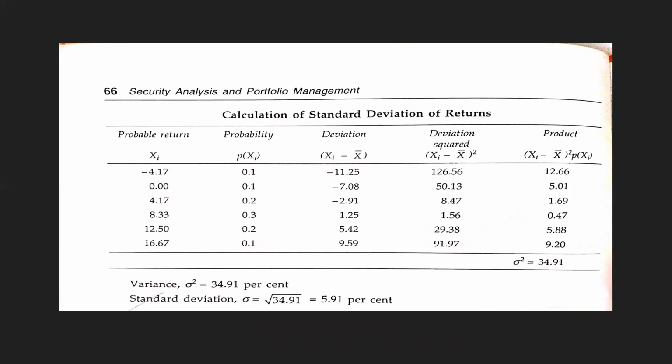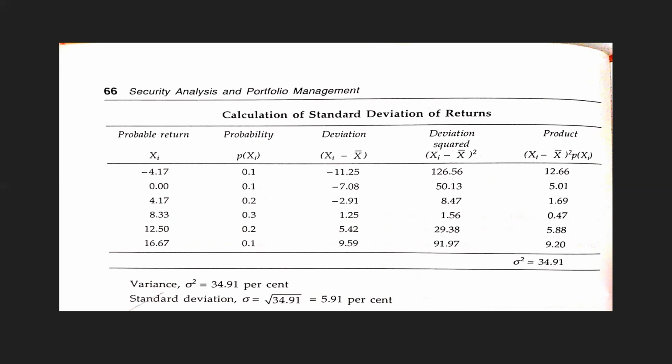Likewise, you're going to calculate the deviations. To get rid of the negative values, you square them. The squared value is given in the fourth column. And the last column is the product of the deviation square and the probability: 126.56 into 0.1, 50.13 into 0.1. Likewise, you multiply all the values. When you take the total of the last column, you get the variance, which is sigma square, 34.91.